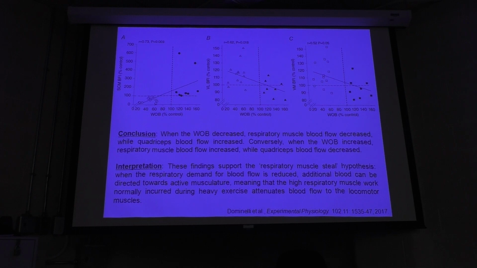So these findings support the respiratory muscle steal hypothesis, which is when the respiratory demand for blood flow is reduced, additional blood can be directed towards the active muscles, meaning that again, this is key, the high respiratory muscle work normally incurred during heavy exercise attenuates blood flow to the locomotor muscles. You compromise blood flow, you compromise oxygen delivery. We know that oxygen delivery is directly related to intracellular PO2. So you decrease oxygen delivery, you decrease intracellular PO2, you would need metabolic adjustments that would increase the rate of development of peripheral muscle fatigue, like I showed you on the rower studies before.